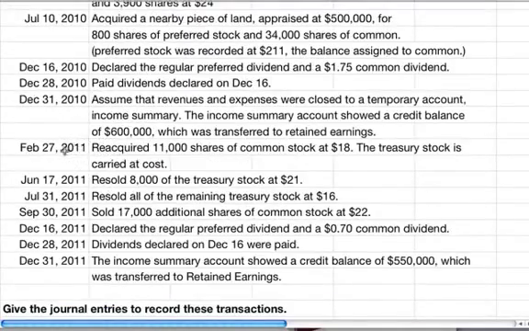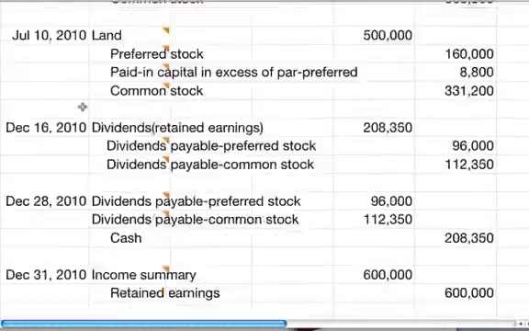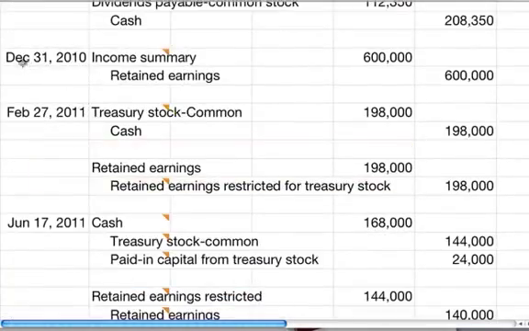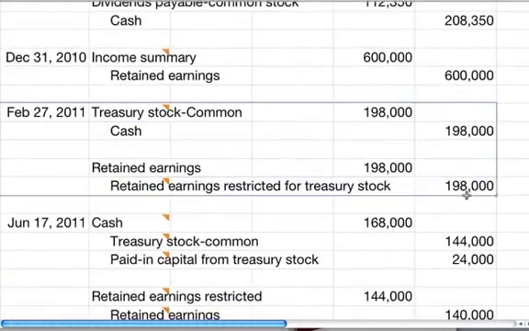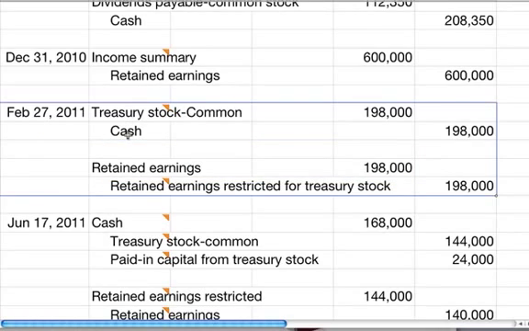On February 27th, we reacquired 11,000 shares of common stock at $18. The treasury stock is carried at cost. So how you do that is there's two separate journal entries. We debit treasury stock, 11,000 shares times $18 per share. It's $198,000. We paid that same amount in cash.